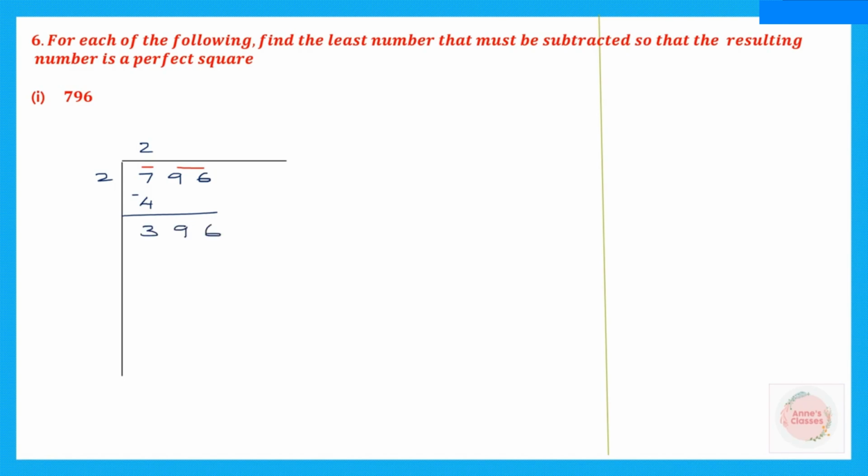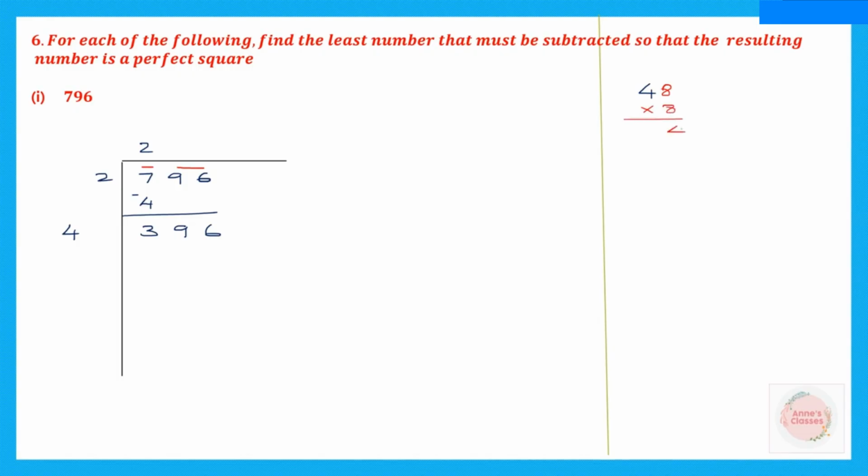Now 2, let's double it. 2 2s are 4. Now we need to think of a number next to this so that we can get a number close to 396. So let's take 4 and write it here, and let's put a number next to it. Now let's put 8 next to it and see. Okay. That means we have to multiply also by 8.